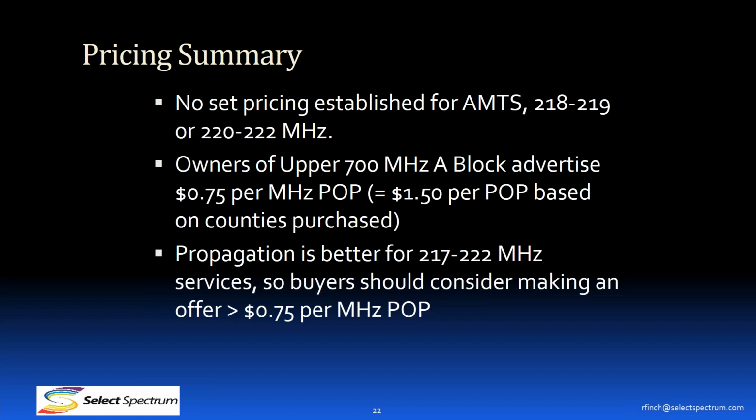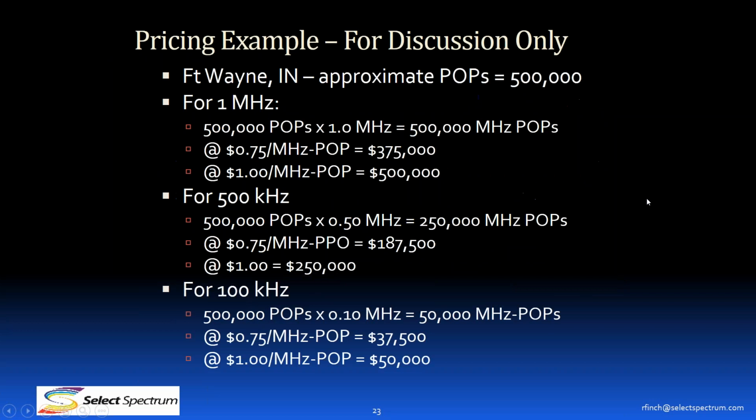The public price of that, which I think has helped the market figure out how much it would cost to get a license, and helped with budgeting, is the 75 cents per megahertz pop. So our view, at least Select Spectrum's view, is that since propagation at 217 to 220 is longer, buyers considering making an offer should, at least from a budgetary perspective, think above 75 cents per megahertz pop. On the next page, I'll describe how that would apply in a particular case.